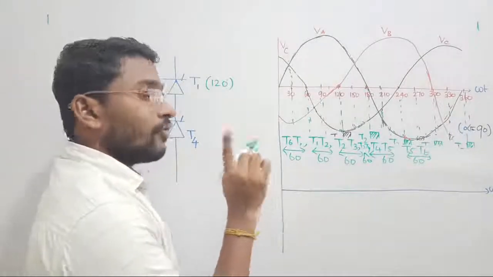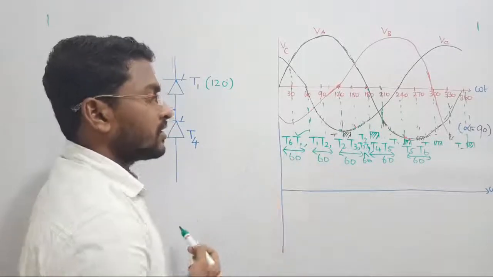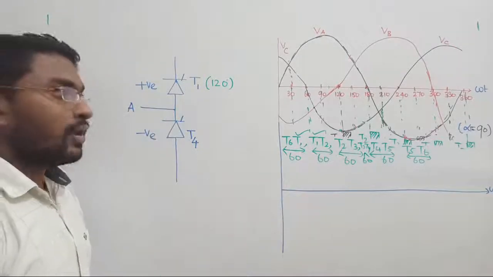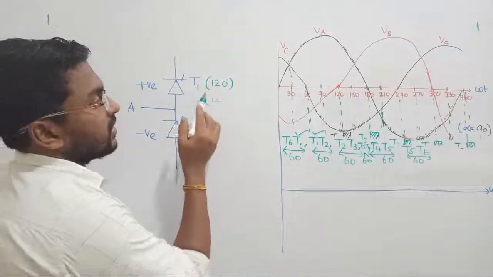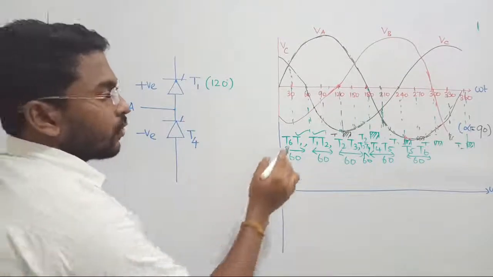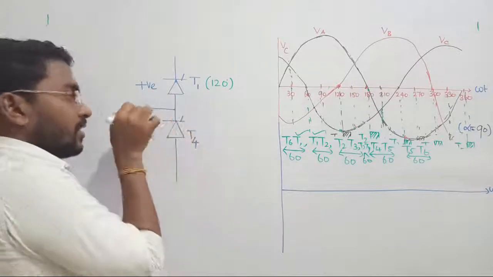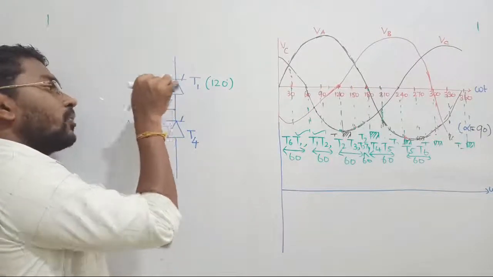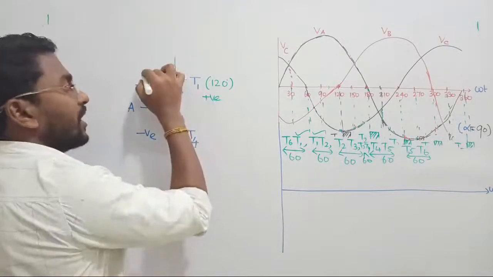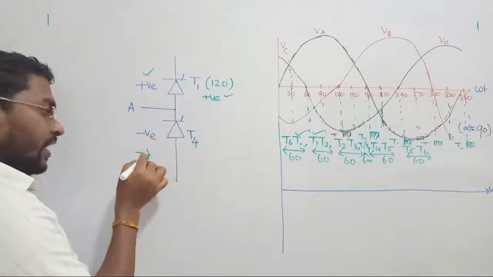But what is the period of one thyristor? If you estimate, in the first 60 degrees thyristor T1 is in conduction, and in the next 60 degrees thyristor T1 will be in conduction. Like that, each and every thyristor individually conducts for 120 degrees. If you take only thyristor T1, it lies in the upper leg of phase A, so it will carry positive voltage and positive current. T4 will carry negative voltage and negative current.